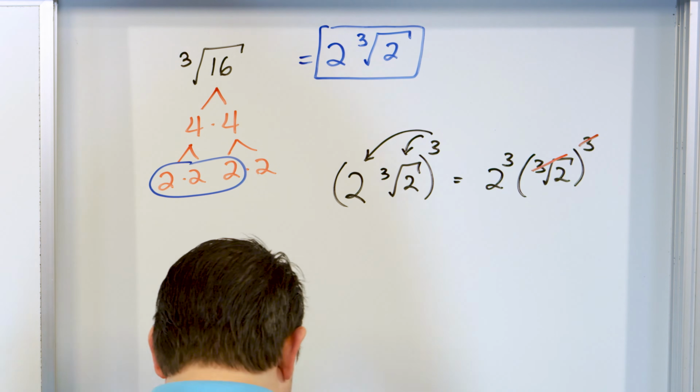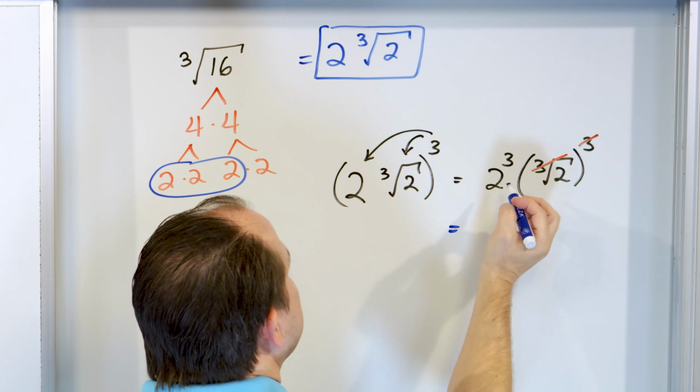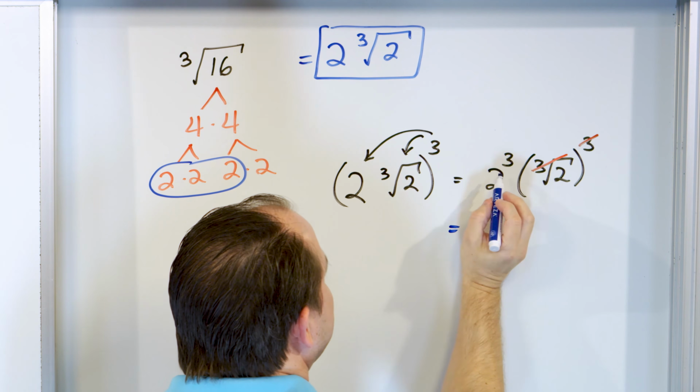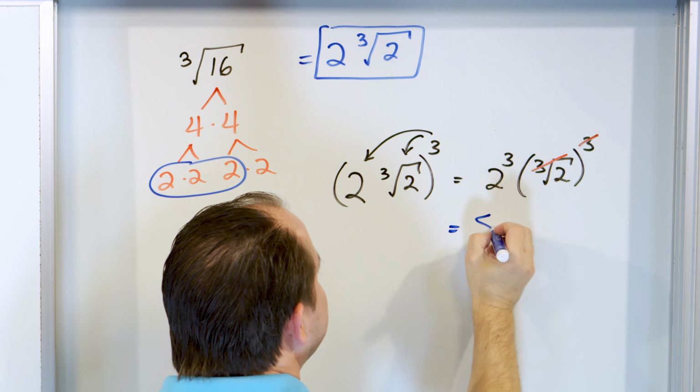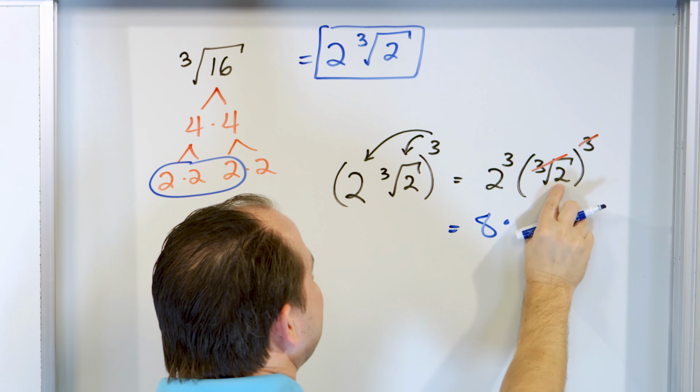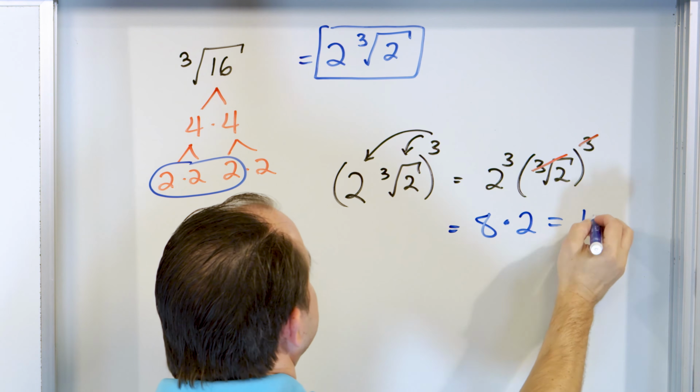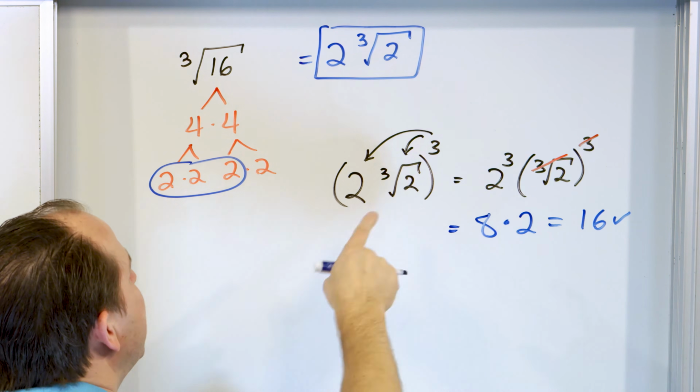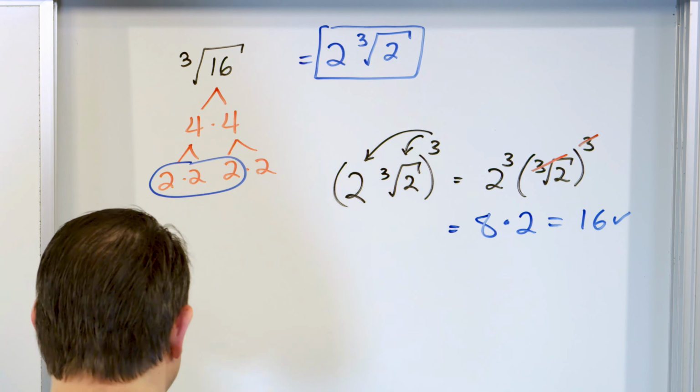So what do we have left? This is 2 times 2 times 2. That's what 2 cubed is. This is 8. And then this 2 is what is left behind after the cancellation. It is 16, and that is what is under here. So we know that this is the correct answer: 2 times the cube root of 2.